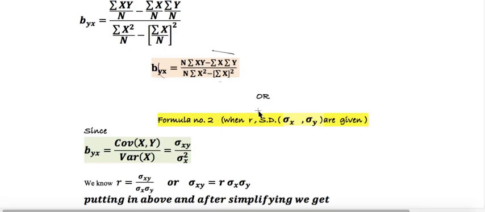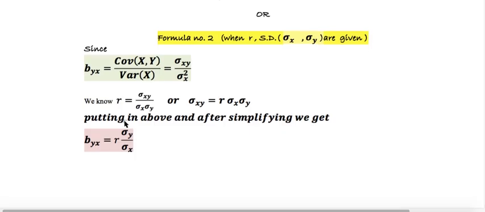The second thing is, sometimes the direct value of r and the standard deviations are available, and we know that in the formula of correlation we get the sigma xy value. So we can retrieve the value of sigma xy in terms of these values, and after simplification our formula can be modified. So there are two ways we can find this b_yx. Either you can use the summation notation, or we can use r sigma y upon sigma x.